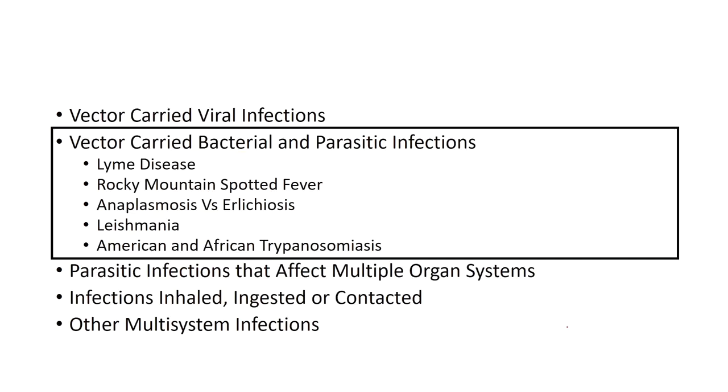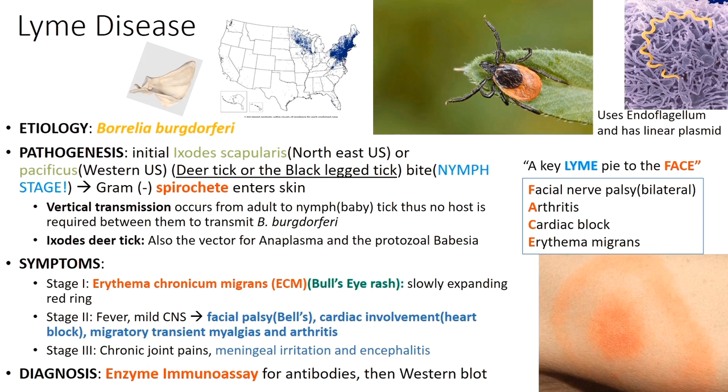So now on to the vector-borne bacterial and parasitic infections. We're going to be talking a lot about tick-borne infections and stuff like that. So let's go ahead and get into that. The first that we're going to get to in this section is known as Lyme disease. We did cover this a little bit when we got to skin, so I'm going to recap really quickly on what that is. However, we need to know a little bit more details now that you're in the multisystems.